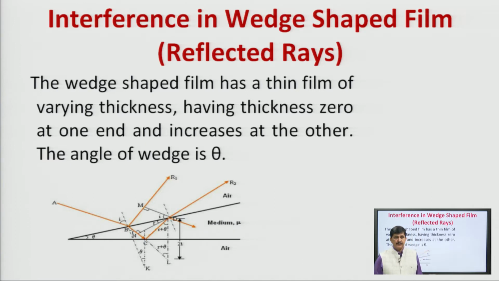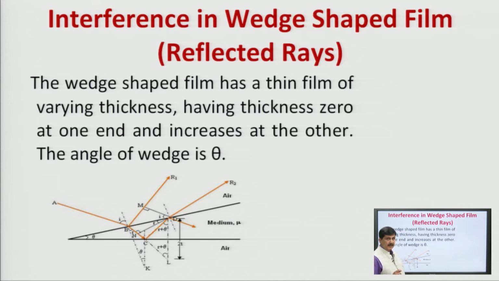Our next topic in our curriculum is interference in wedge shaped thin film. So, first, what is a wedge shaped film, or film of variable thickness? Wedge shaped film means when two planes are inclined at some small angle. Two planes are inclined at some angle theta. This angle theta is called the angle of wedge, or simply wedge, enclosing transparent material of refractive index mu.